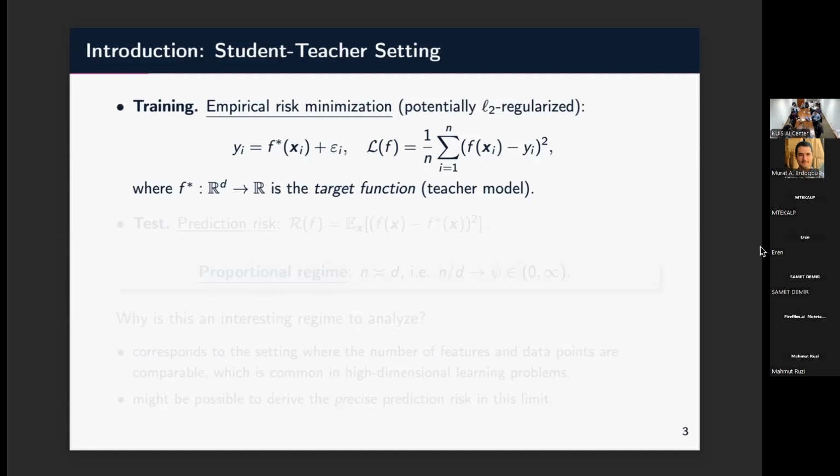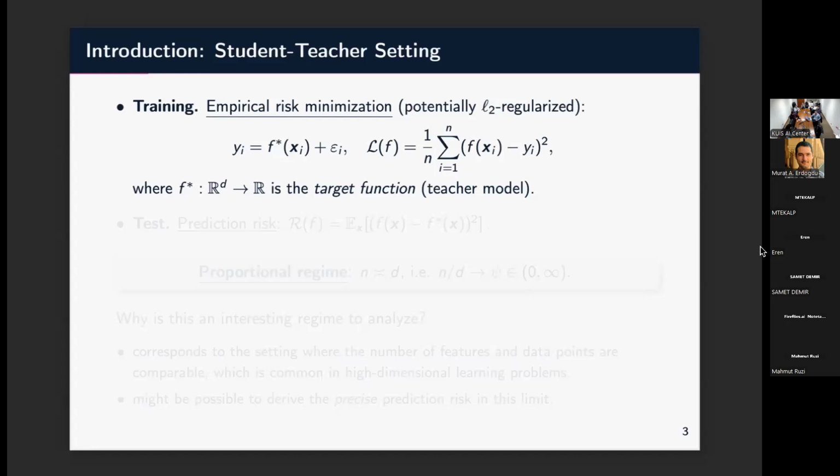And the learning basically is we take n data points and try to minimize this empirical risk under the squared error loss. Here, f could be any model that I choose. For example, I could pick a linear model, I could pick a neural network, I could pick a kernel method, and I'm going to minimize this over f, and that's going to be my student model. The teacher model is what generates the data. That's what we're trying to learn.